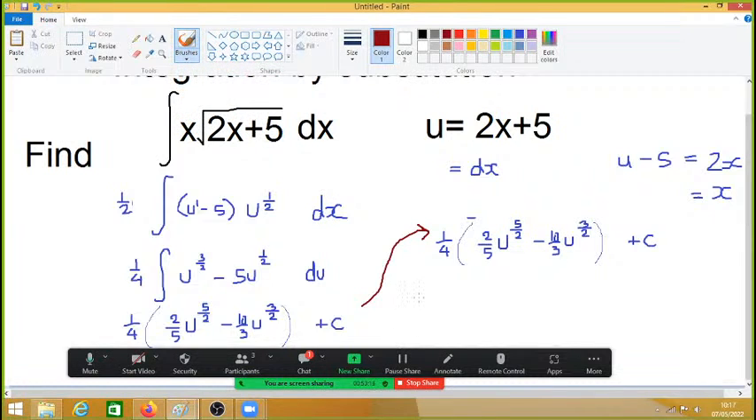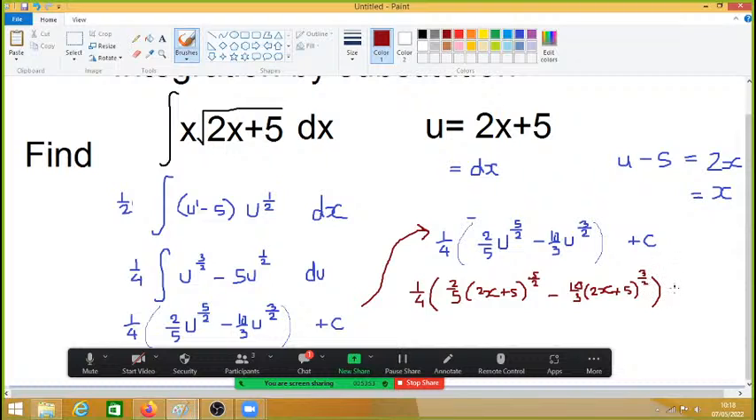So now swapping, I'll have a quarter at the front and then I'll have 2/5, 2x plus 5 in brackets to the power 5/2. And then you can guess the next bit. It's minus 10/3. And again, the only change we're making is to bring the 2x plus 5 back in. So the u gets replaced by the 2x plus 5 to the power 3/2. That doesn't change.